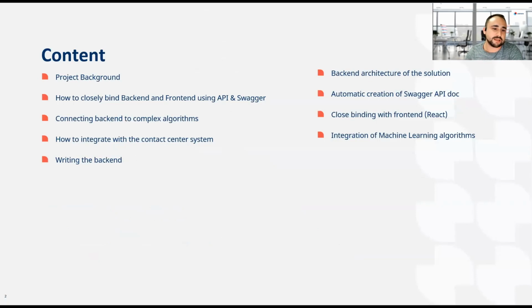So the content for today is, I'll talk about a business background for the project, which is a hypothetical project, so it's going to be a little bit of a business talk. Then I'm going to explain how we closely bind the backend and front end using an API and something called Swagger, which I presume a lot of you know, but some may not. I'll talk about how to connect the backend to complex algorithms, because that's one part of the application, which I'll explain in the business section why we are doing. Then we are integrating the system with the contact center. And last but not least, we're writing the backend in CakePHP, so we look into what's necessary to do when we want to implement the backend part.